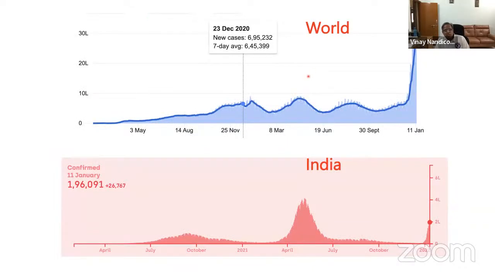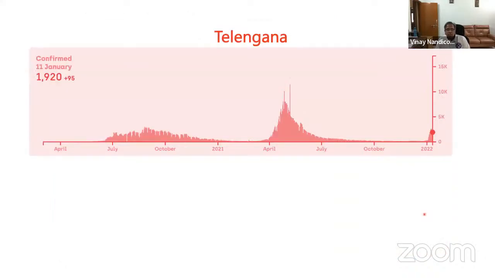So again, to put in perspective, what is happening in the world is you have these waves that are coming and we are now into the fourth wave as far as the world is concerned. Within India, we are pretty much well into our third wave. As of today, we have 96 lakhs infections in India. And for all of you who are interested, this is how it looks in Telangana today. Based on the reports, it has only 1,920 infections, but there will be a lot of asymptomatic carriers who are not actually testing themselves.